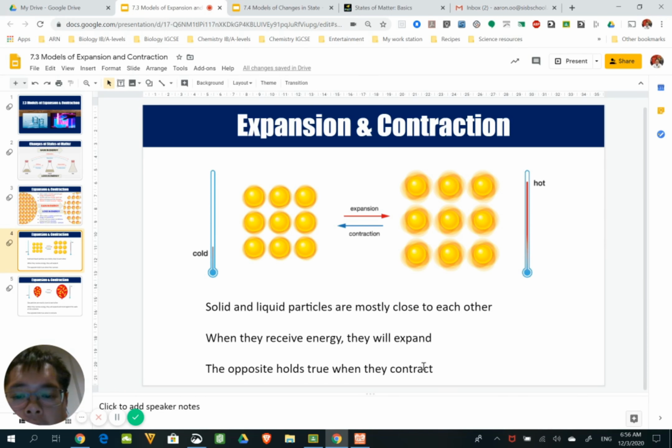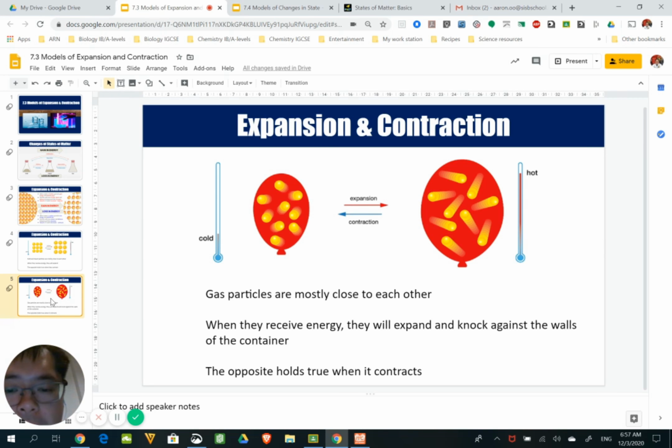All right, but this is in solid and liquid particles because they're quite close to each other. So we are talking basically about solids and liquids. Next one is what we call the gas particles. And if you know gas particles, they are actually very far apart, but they have a little bit of a special property here. We can just imagine them in a balloon form. Yeah. So when the gas particles receive energy, and of course they are really further apart, what will happen here is they will knock against the walls of the container.